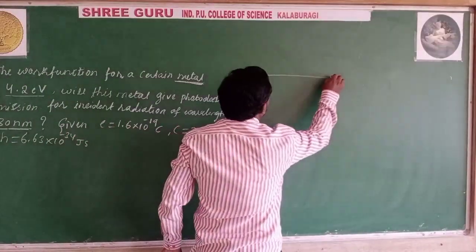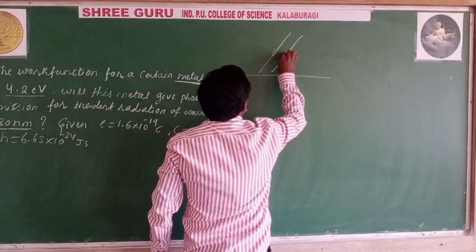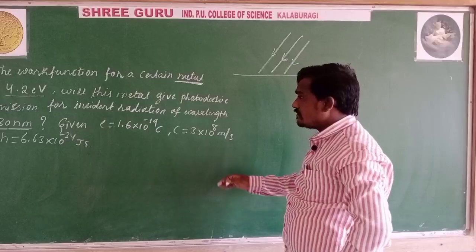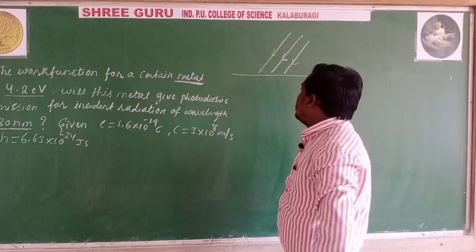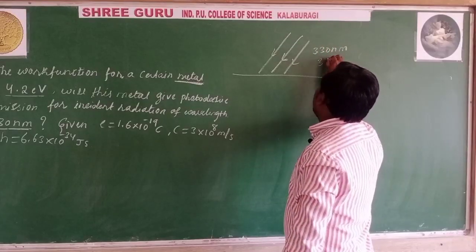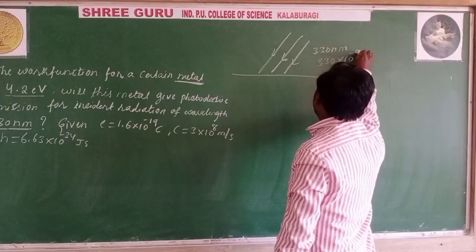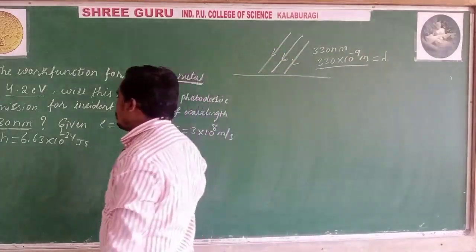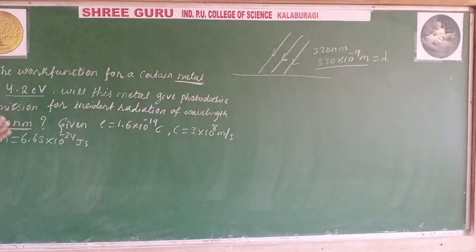The work function of a metal is 4.2 electron volt and its incident radiation is 330 nanometer. This is the particular metallic surface. This incident radiation, in terms of how much is its wavelength? Its wavelength is 330 nanometer, that is 330 into 10 raised to minus 9 meter. This is the wavelength of the incident radiation. You should find whether that wavelength of incident radiation is sufficient to eject the electron from the metallic surface.